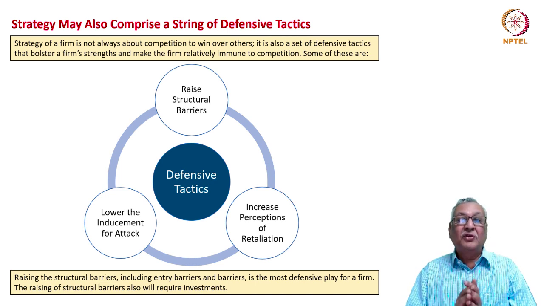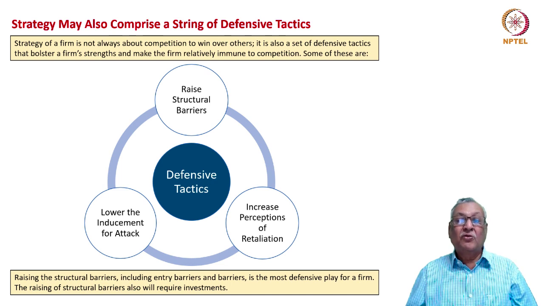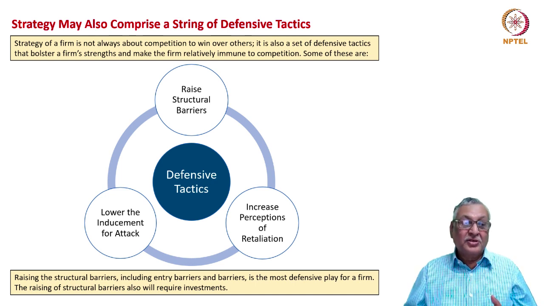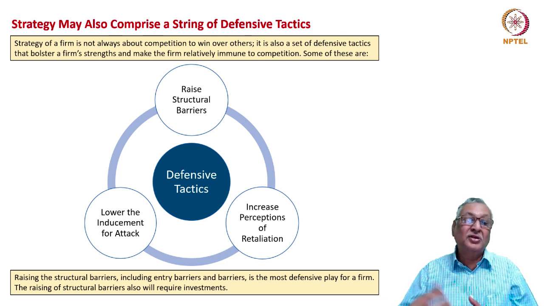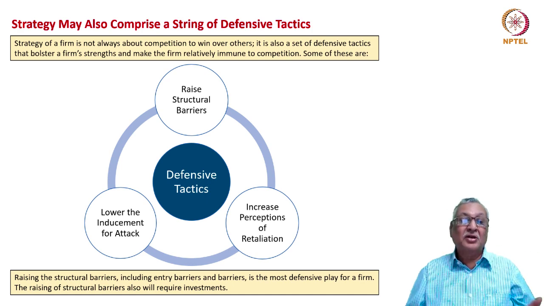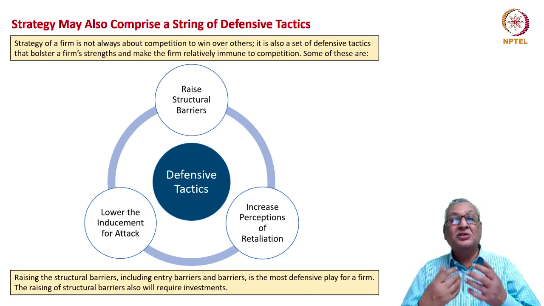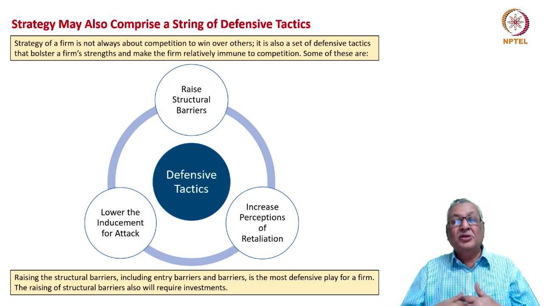Strategy of a firm is not always about intense competition to secure a win over others. It is also a set of defensive activities that have been outlined. What are the structural barriers? The entry barriers, the exit barriers, the mobility barriers, the technological barriers. That is, you are seen as an innovator product company. If you are seen as a differentiated company, people would think twice before trying to attack you or getting into your industry. If you are seen as a low-cost manufacturer of high-quality products, you have raised a structural barrier for yourself. So that is a defensive tactic. You are not looking at the competition. You are only looking at yourself and making yourself all the time better.